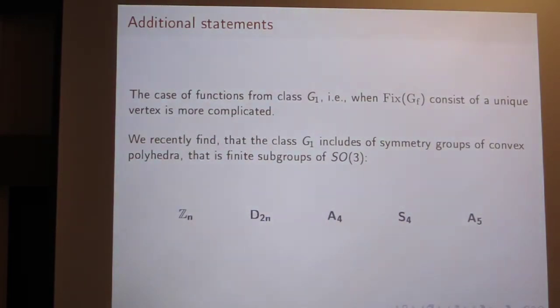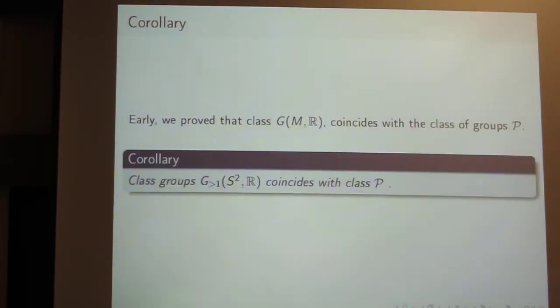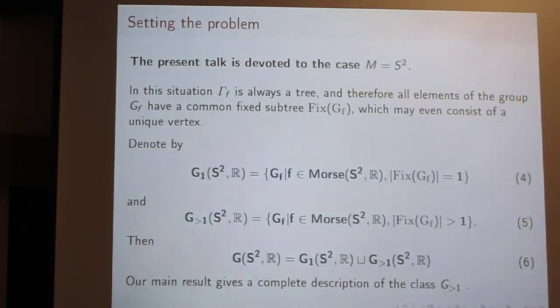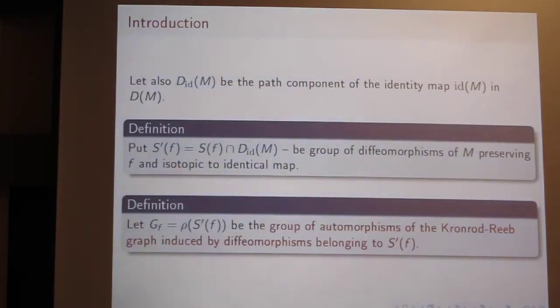I also want to ask something about the basics. Could you go back to this S prime of F? I forgot what that means. That's some subgroup of the... This? No. In the definition, yes. Yeah, this one. What is S prime of F? Here, the group of diffeomorphisms preserving F. Preserving F, I assume, because identity.